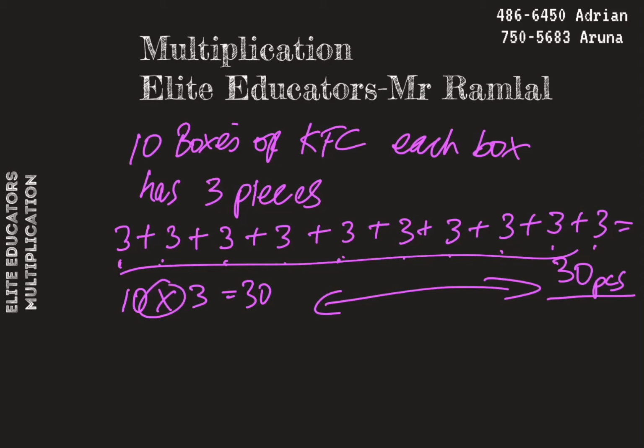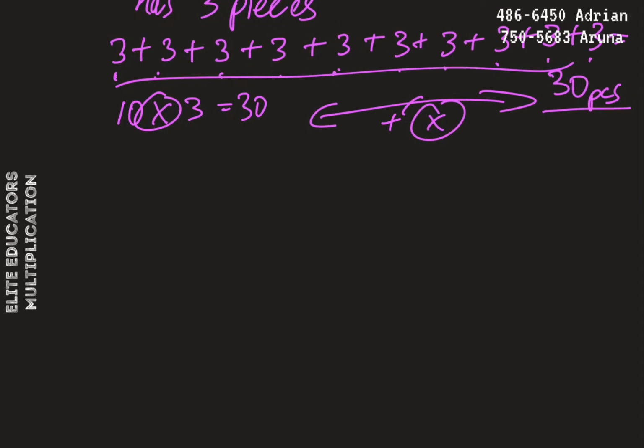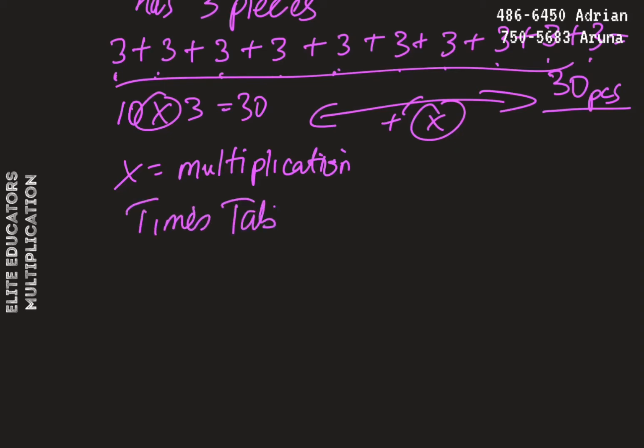Notice this little symbol here is kind of like if you take a plus sign and you bop it on your head and it falls to the side. This is called the multiplication sign. So this is equal to multiplication. And multiplication, like I said before, is just a quick way of adding the same number over and over and over again. One of the first places you would see multiplication, especially in the school system here, would be in your times tables.